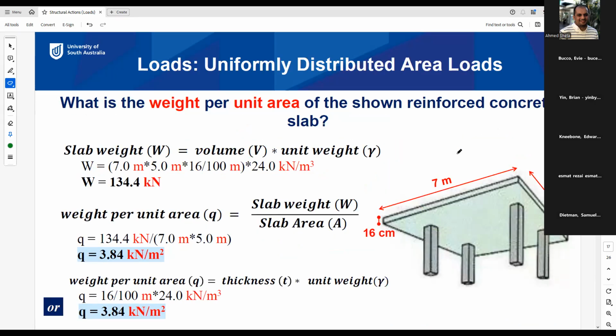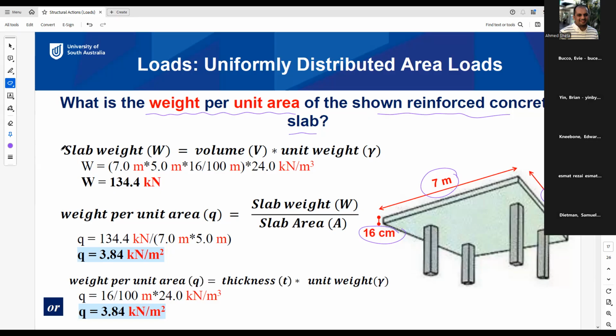And here is another example of calculation of load. So we have a simple slab or simple roof, and we want to find the weight of this roof per unit area of the shown reinforced concrete slab. The dimensions of this slab are 7 meter by 5 meter, and the thickness is 16 centimeter. So we need to find the weight per unit area of this roof or this slab. So we will start similarly to before.